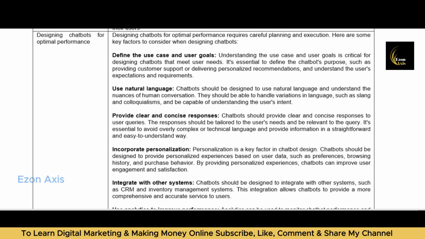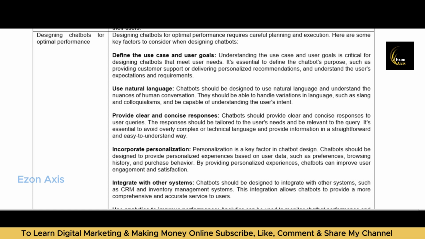Provide clear and concise responses. Chatbots should provide clear and concise responses to user queries. The responses should be tailored to the user's needs and be relevant to the query. It's essential to avoid overly complex or technical language and provide information in a straightforward and easy to understand way.